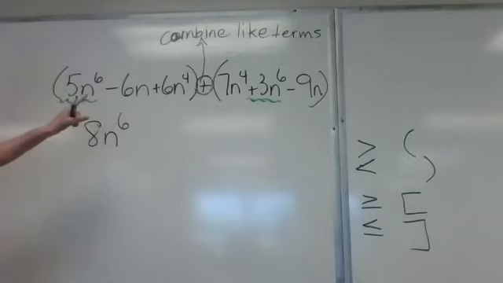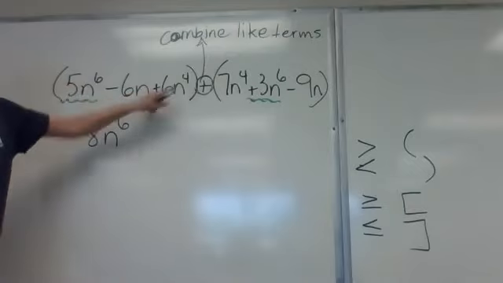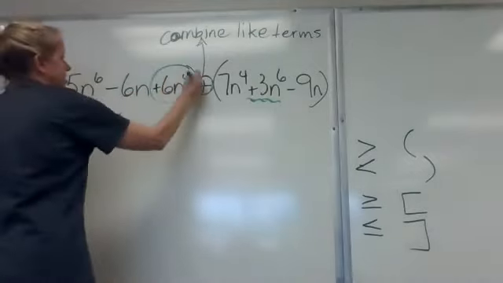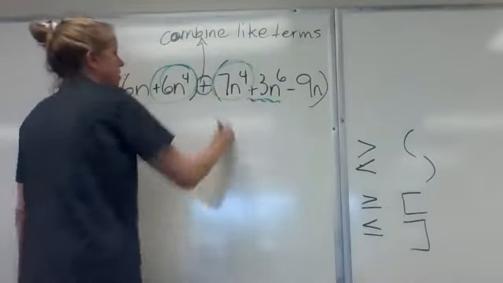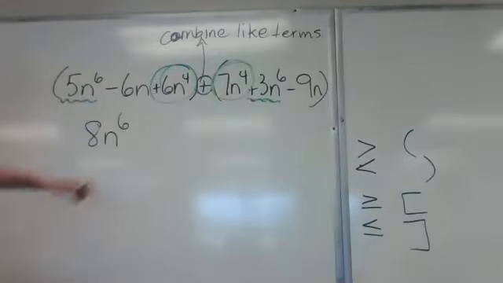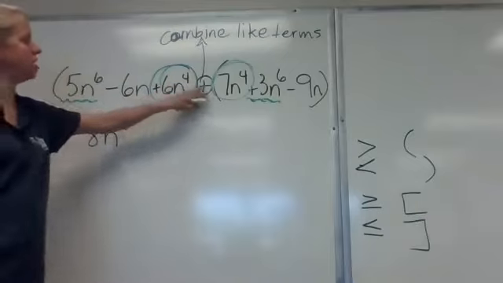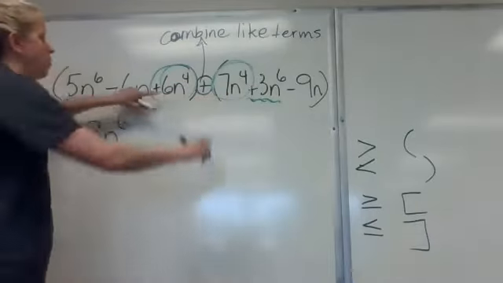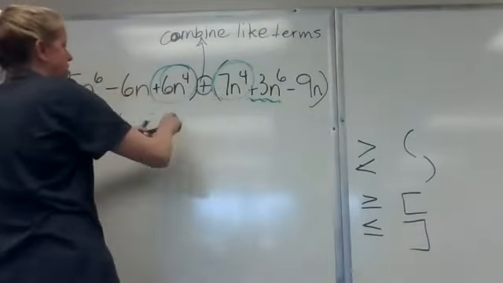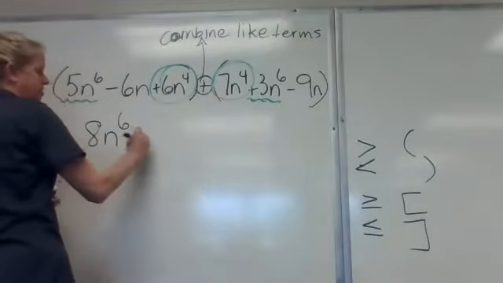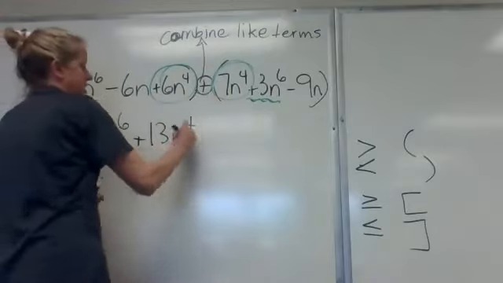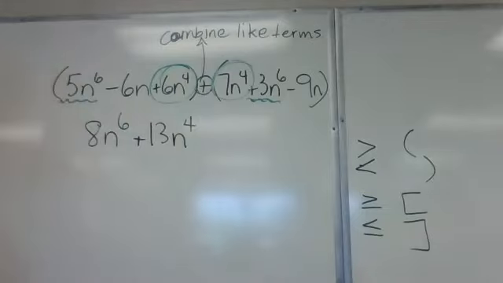Now, what's my next highest exponent? The 4. So let's see, I've got those and those. So let's see, I've got 6n to the 4th here and 7n to the 4th here. So if I add my n to the 4ths together, 6 and 7 gives me 13n to the 4ths.